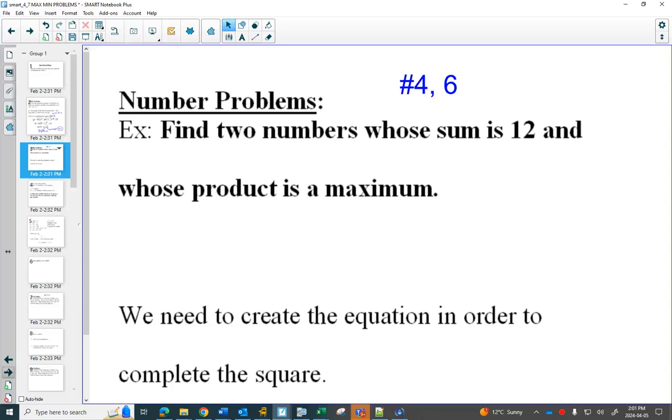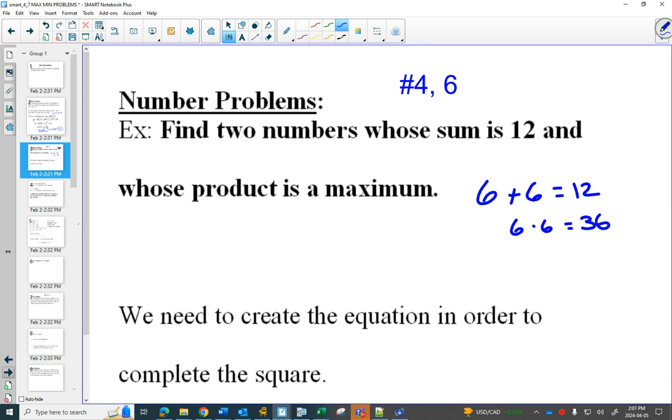The nice thing about these questions is we can actually do a little bit of guessing and checking to see. Can anybody tell me 2 numbers that if you add them together, you get 12? 6 and 6, okay? So that was our first one. 6 plus 6 equals 12, and 6 times 6 would be 36. What's another two numbers that add up to 12? 10 and 2. 10 plus 2 equals 12, but 10 times 2 equals 20. So far, 6 and 6 are winning, because we want the maximum product, right?